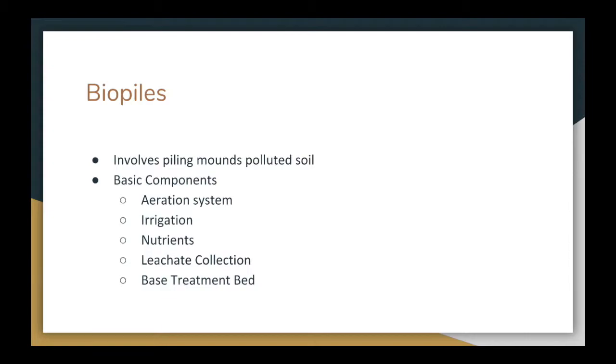Biopiles involve piling mounds of excavated, polluted soil, introduction of nutrients, and sometimes the introduction of an aeration system to enhance the microbial activity. The basic components are aeration, irrigation, nutrients, leachate collection, and a base treatment bed. Basically, the irrigating nutrients and aeration are to increase the rate of degradation that occurs via the microorganisms. This method can also be temperature controlled to be at the microbe's prime activity temperature while possibly offsetting cold temperatures at the remediation site.